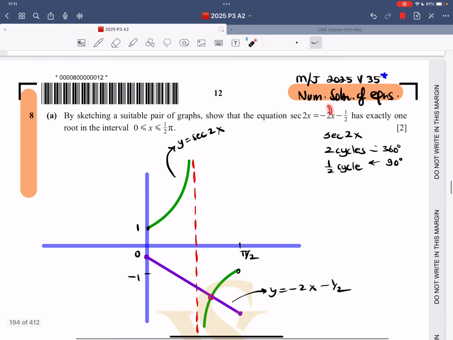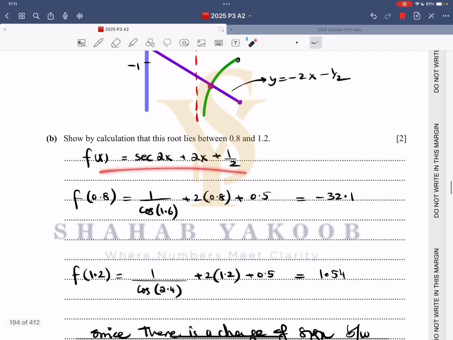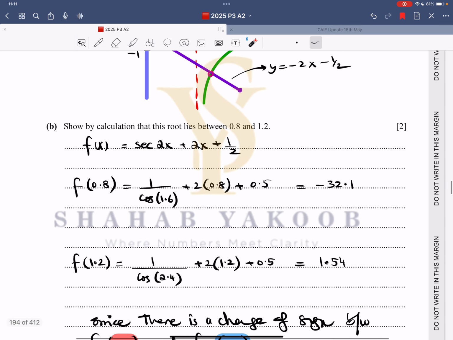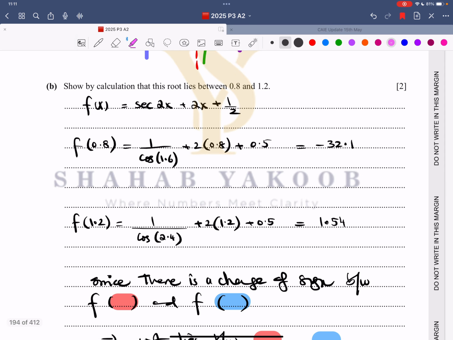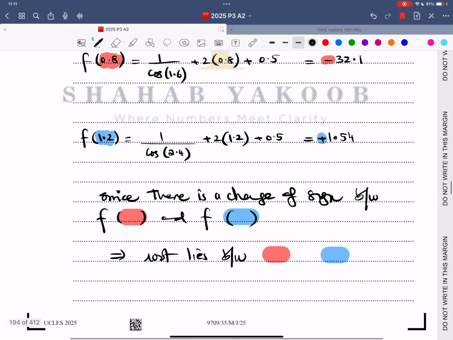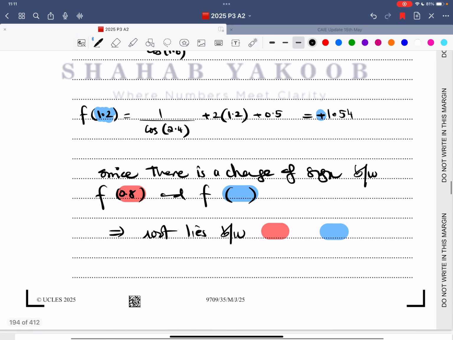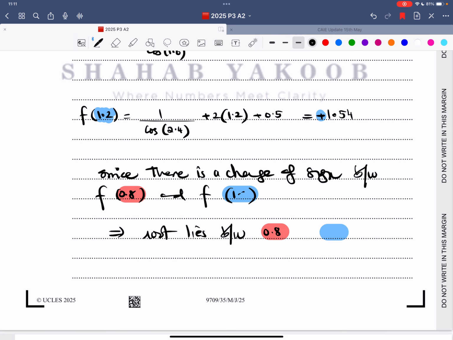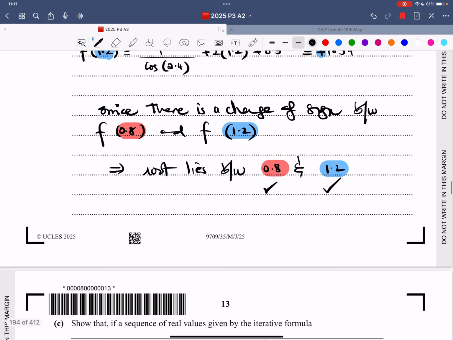Take all the terms on one side. That is very necessary. Without it, don't do it. So now just focus on 0.8. When we plug in 0.8, we get a negative value. The value doesn't make a difference. It's the sign that makes a difference. Plug in 1.2, that is positive over here. Since there is a change of sign between 0.8 and 1.2, therefore root lies between 0.8 and 1.2. This thing is also done.